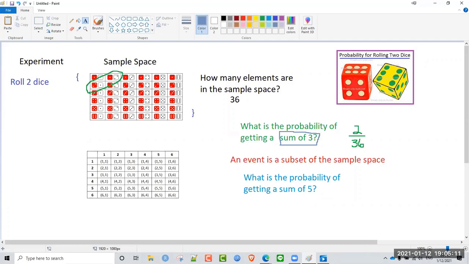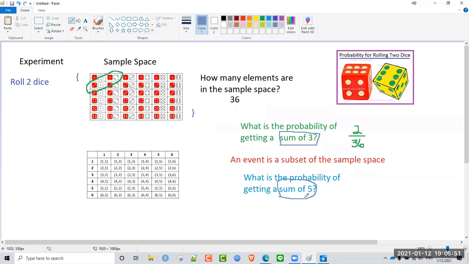What's the event here? Is it 5? Sum of 3. Oh, very good. Okay. Sum of 3. So that's the event in this question. No, sorry. Sum of 5. Okay, you did the wrong answer. Anyway, okay. So here, the event is getting a sum of 5.